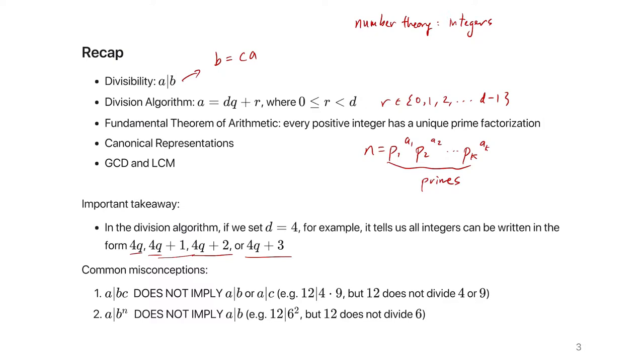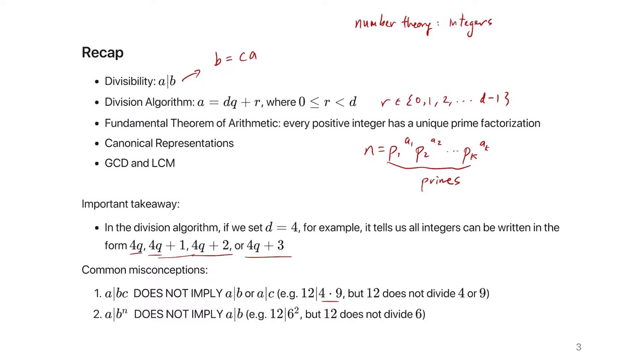Any questions with this? Okay. Also, just a couple common misconceptions I think you should be aware of. If A divides B times C, it does not imply that A divides B or A divides C. For example, 12 divides the product of 4 and 9, because 12 divides 36. But 12 does not divide 4, and 12 does not divide 9. Just because some number divides the product of two other numbers, it doesn't mean it has to divide one of the individual ones.